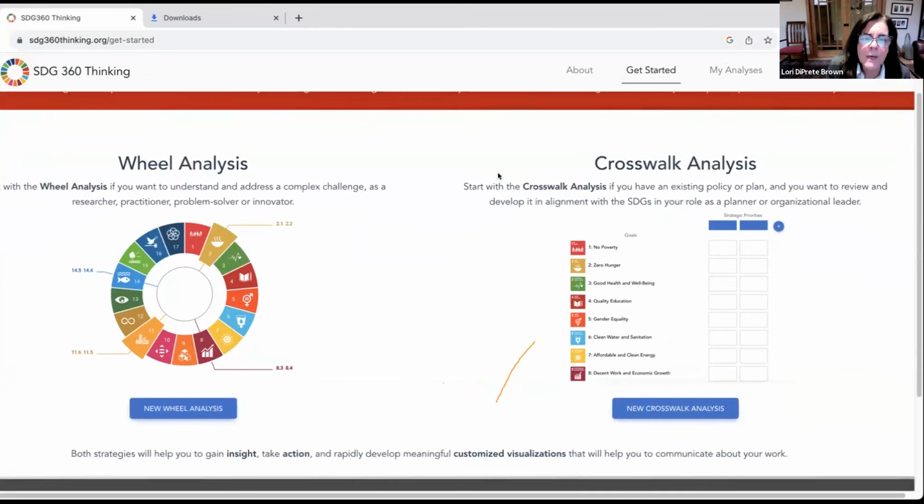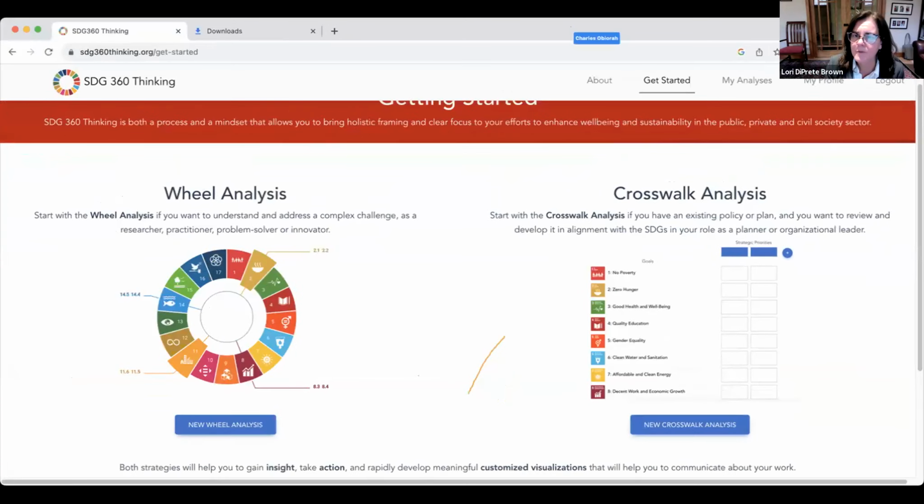Now, if you were just coming at this, or if you shared it with a friend, they might say, well, how do I know whether I use a wheel analysis or a crosswalk? And there's a simple sentence that explains it. Start with the crosswalk if you have an existing plan or policy and you want to review that to develop it in line with the SDGs. Maybe you're an organizational leader or a planner or a clinic director. The crosswalk is probably what you would want to use, or if you have some kind of implementation plan. But most of us are going to be using the wheel analysis.